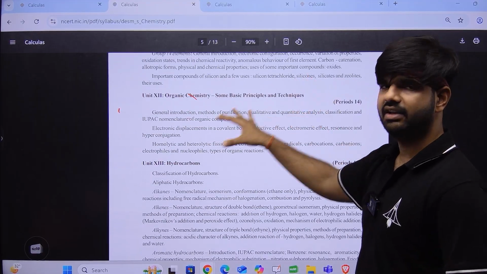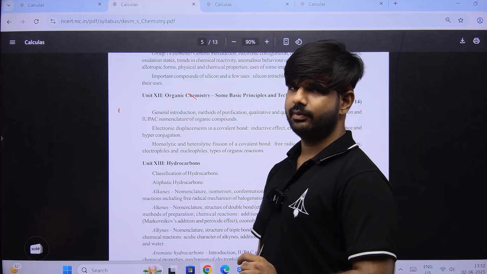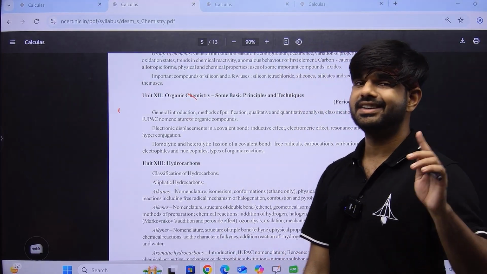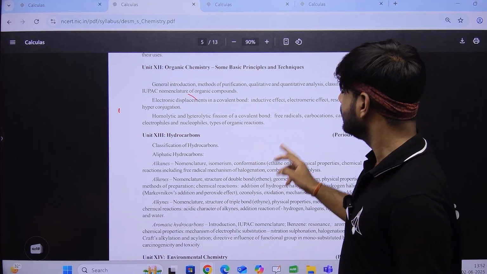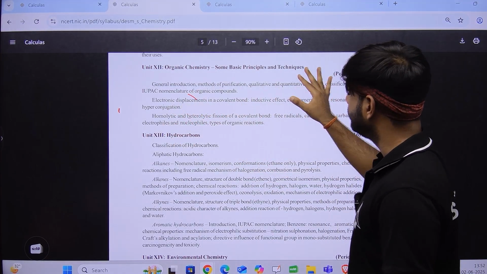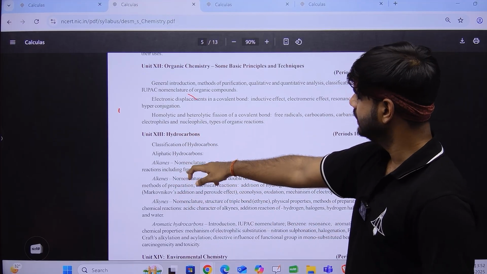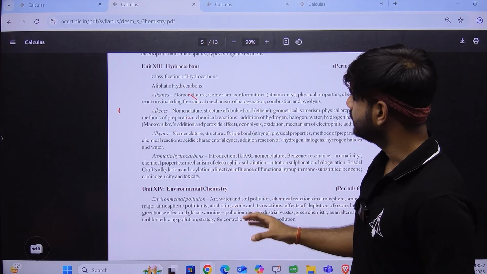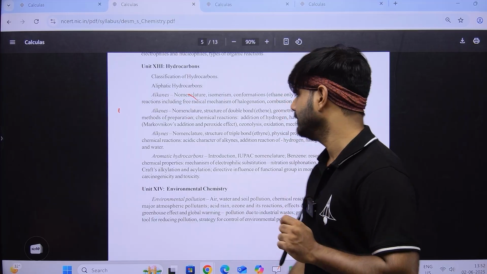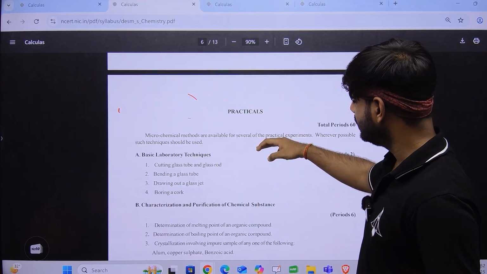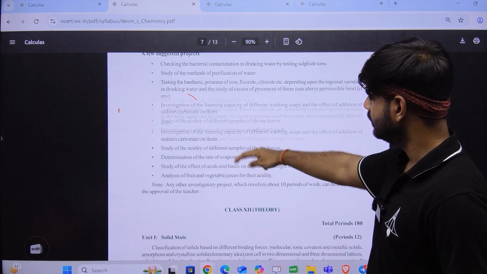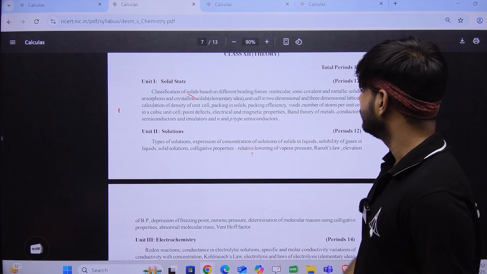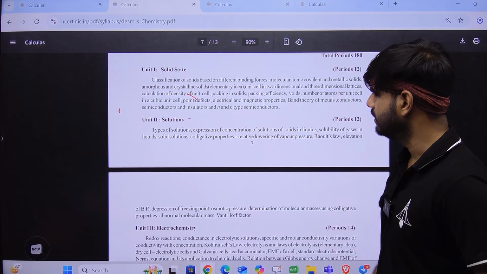Organic chemistry, very important. Sometimes very tricky questions come from organic, but yet doable and scoring topics are also included. As you can see, different kinds of fissions, displacements, resonance, okay. Aromatic hydrocarbons are very important as well. Environmental chemistry, okay. Now coming to class 12th. So solid state I guess has been removed.